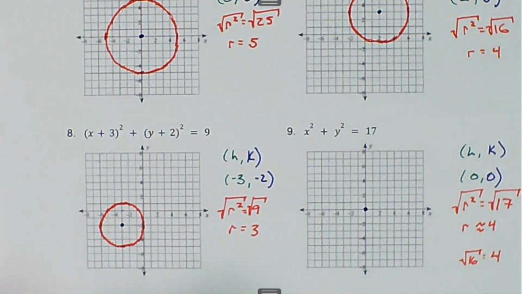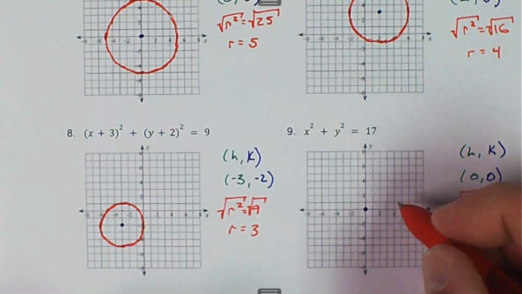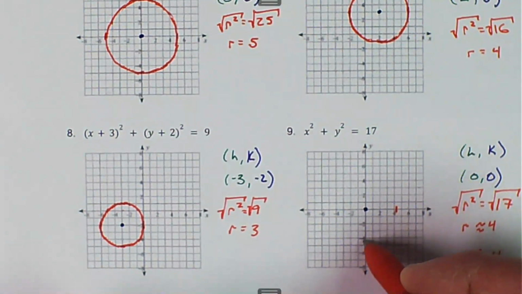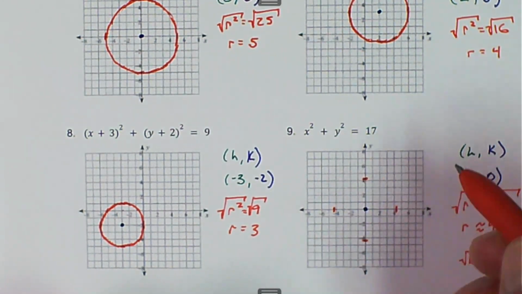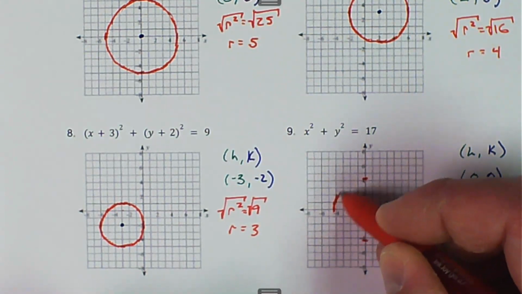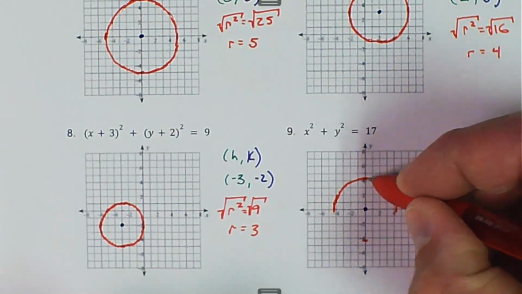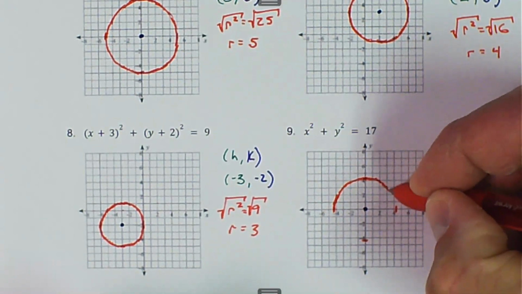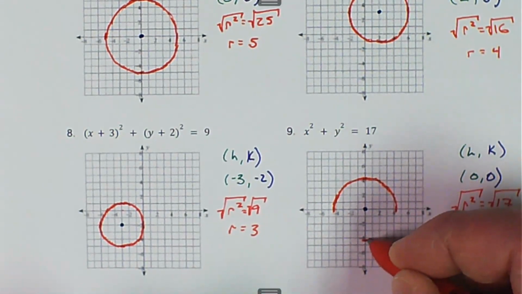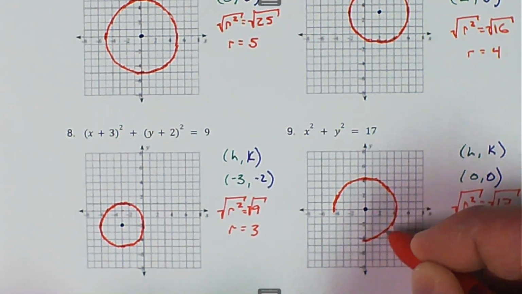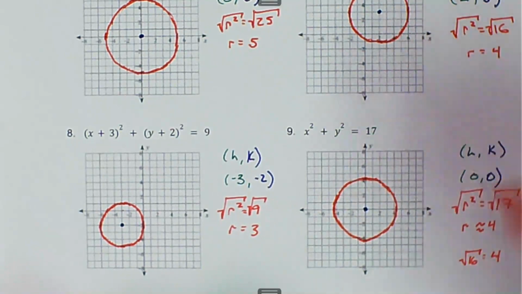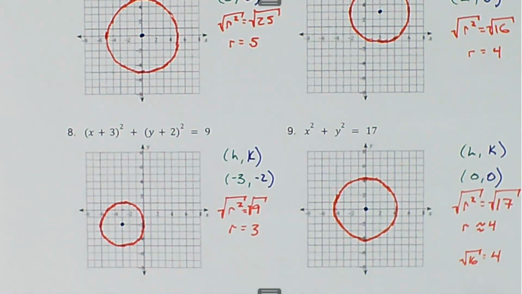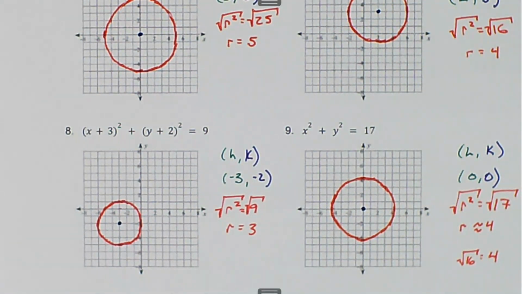So our center point is (0, 0). And we want to be a little bit bigger than 4 because 17 is bigger than 16. So here's 4 and then a little bit more, 4 and a little bit more, 4 and a little bit more. And then we can just sketch. Now we could use our calculator and get that exact decimal, or a rough rounded decimal if we wanted. But we wouldn't be able to graph it that accurately on this graph anyway. So just using a number we know, and knowing that the square root of 17 is a little bit more than 4, will be fine. And those are the graphs of those four circles.